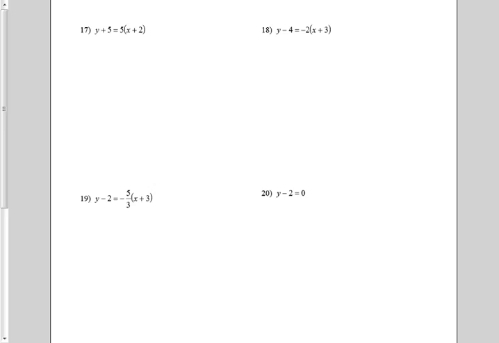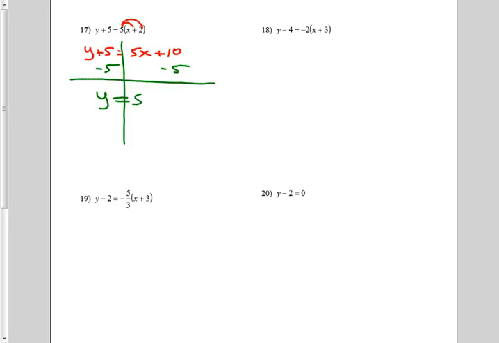Let's move on to the next page, and we can see, uh-oh, now I've got parentheses. So before I think about doing my line on 17, I want to look and say, wait a minute, I can do a distributive property here. So the y plus 5 has not changed, but now I'm going to be left with 5x plus 10. And now I can draw my line, if needed at this point. Subtract 5 from both sides. And now it's in slope-intercept form.